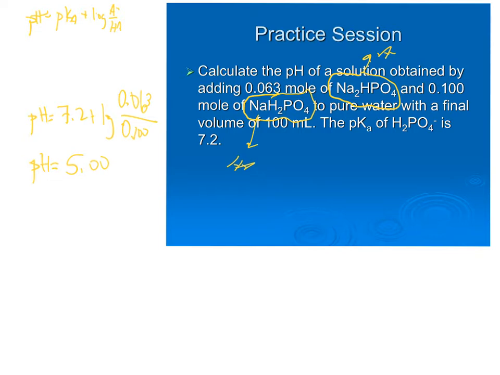Like if the pH should be going down or going up, based off of whether you have more acid or more base. Since we have more acid in the base, it should be lower than the pKa. It should just make some logical sense. But yep, that's how we roll on that one. Okay.